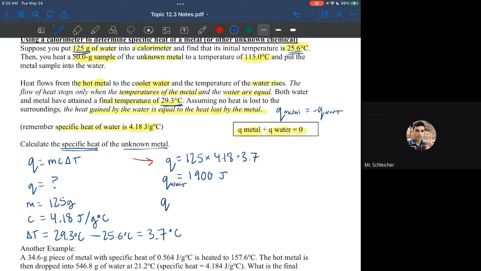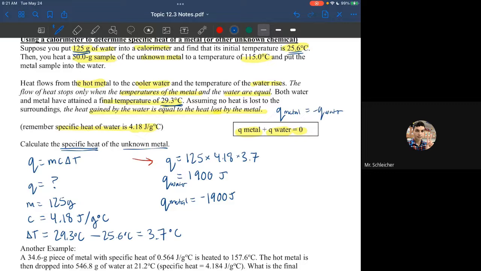So what is the Q of the metal? What's the heat energy released by the metal here? So it's 1900, but it's going to be negative 1900 joules. So we know that relationship. All of the energy that was absorbed by the water should have come from that hot metal. So the hot metal released all the energy into the water. That's how we got that number.